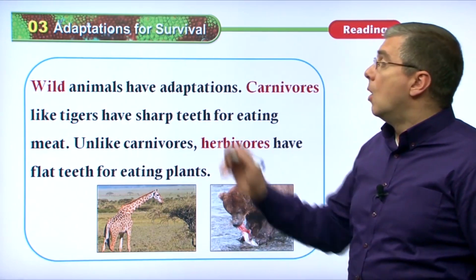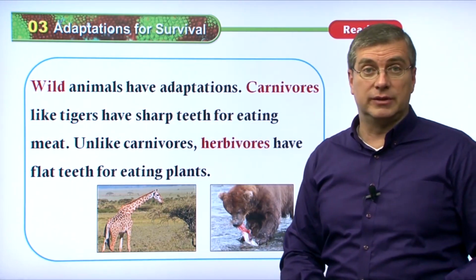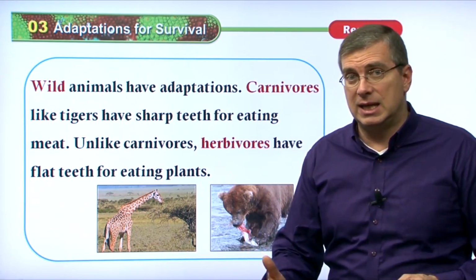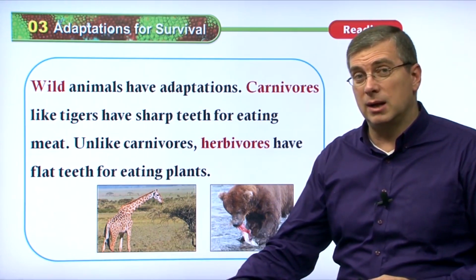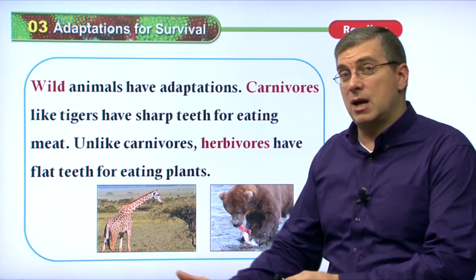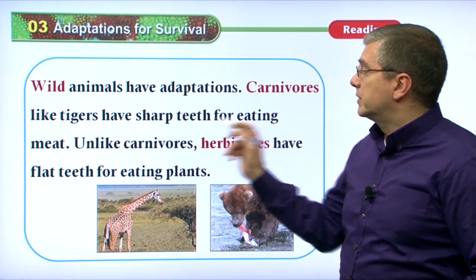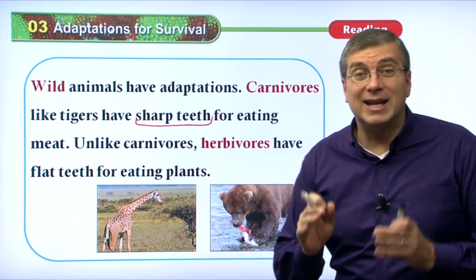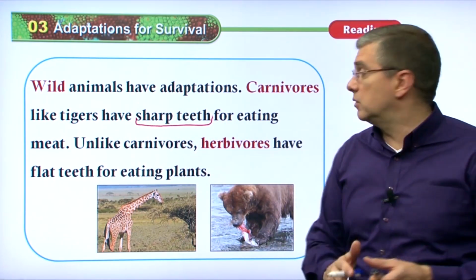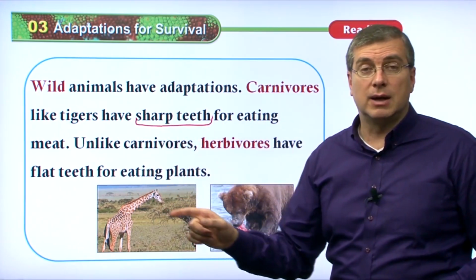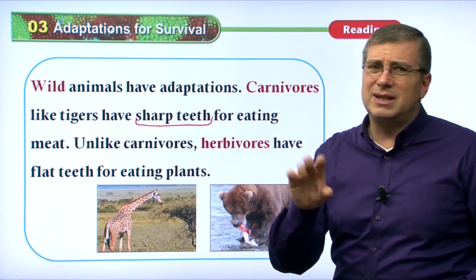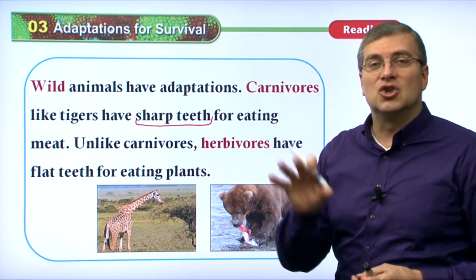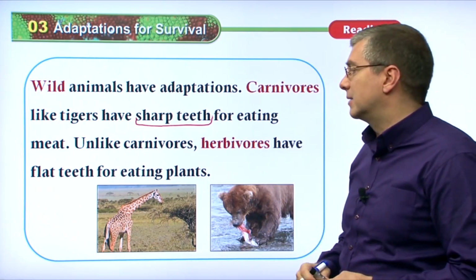Okay. Wild animals have adaptations. Of course, all animals have adaptations, but wild animals especially need their adaptations because they're living in the wild. Only they can take care of themselves. Carnivores, like tigers, have sharp teeth. Sharp teeth is an adaptation that carnivores use that helps them eat meat, right? Because if they have flat teeth, it's very difficult to tear the meat off of another animal. Sharp teeth, they're able to do that.